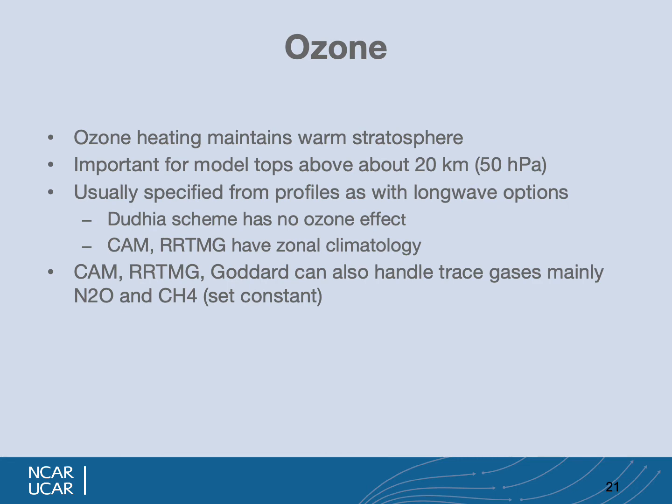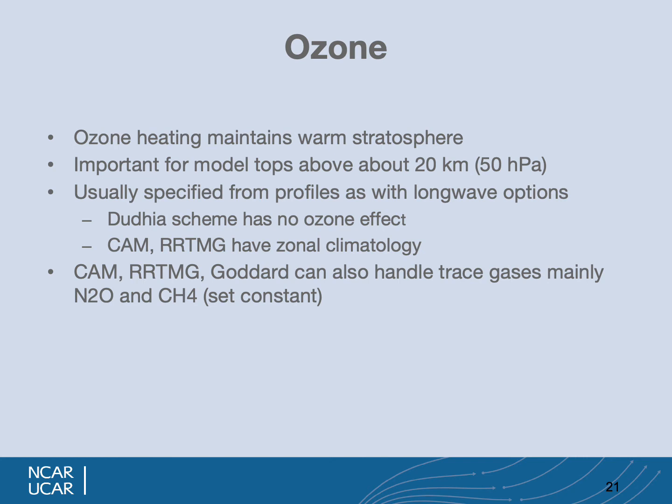As mentioned, the ozone is quite important for the shortwave, especially in the stratosphere, because it maintains a warm stratosphere. So any long simulations, including the stratosphere, need to include radiation that interacts with the ozone and a reasonable ozone climatology. So it's important for model tops above about 20 kilometers or 50 hectopascals. We usually specify it from a profile. It was the same ozone as in the Longwave option. But as I mentioned, the CAM and RRTMG have this zonal climatology that's also monthly, so it's the best way to deal with the ozone and the stratosphere.